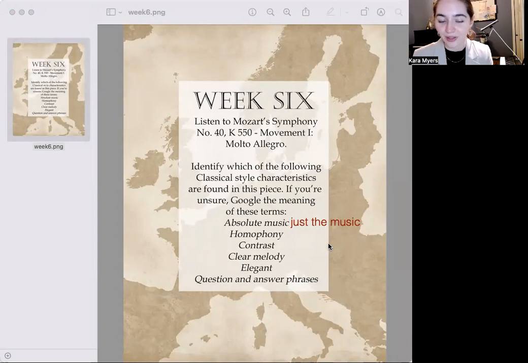A lot of piano music, though, has imaginative titles, in which case it is not absolute music because it is meant to be descriptive. If the music has a title like Minuet number 1, that's a good indication it's absolute music.